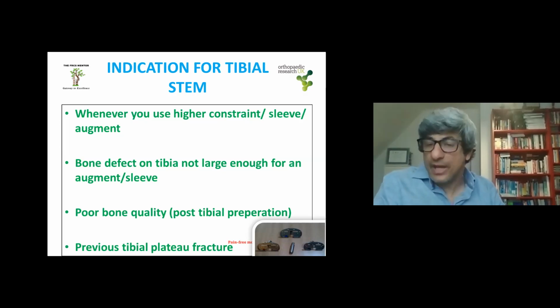I'll just repeat that for all: we use a stem to increase the surface area of the entire construct. And by increasing the surface area of the entire construct, we are dissipating the force away from the bone implant or the implant cement interface, and therefore prevent loosening.